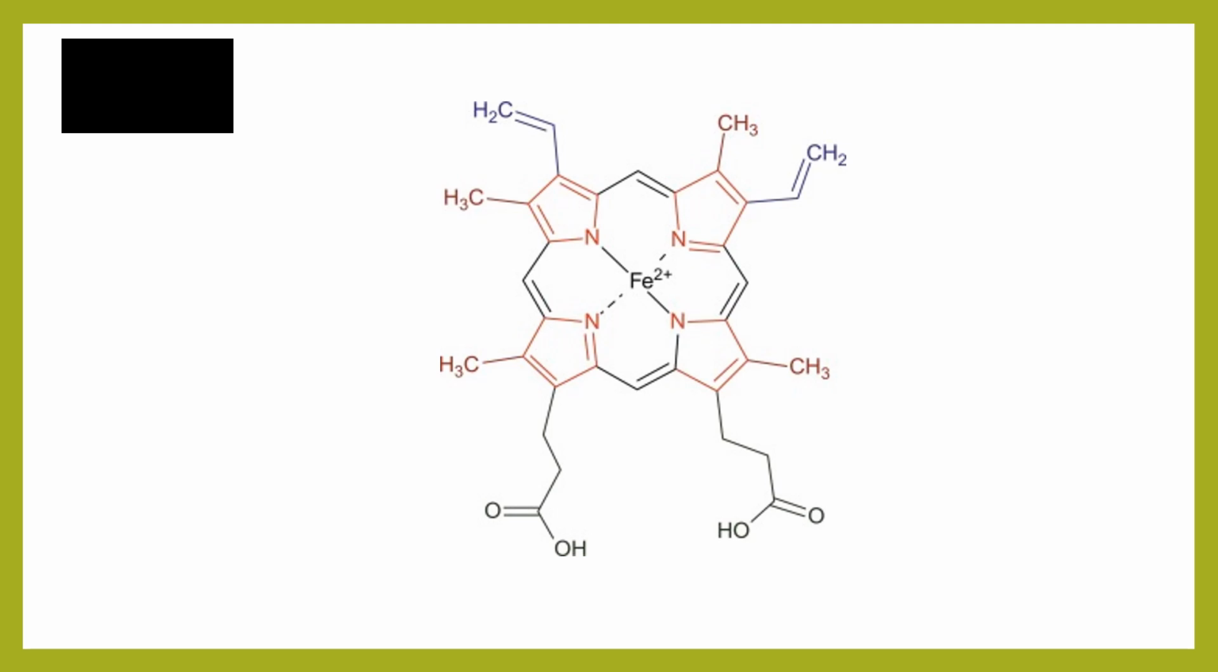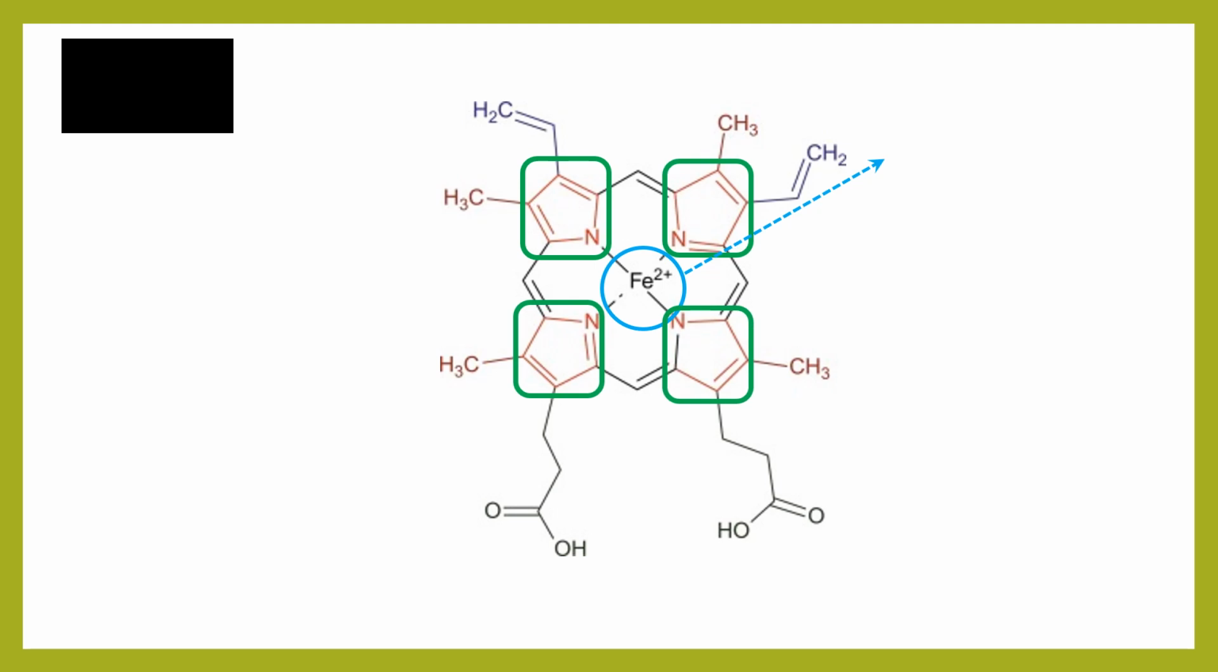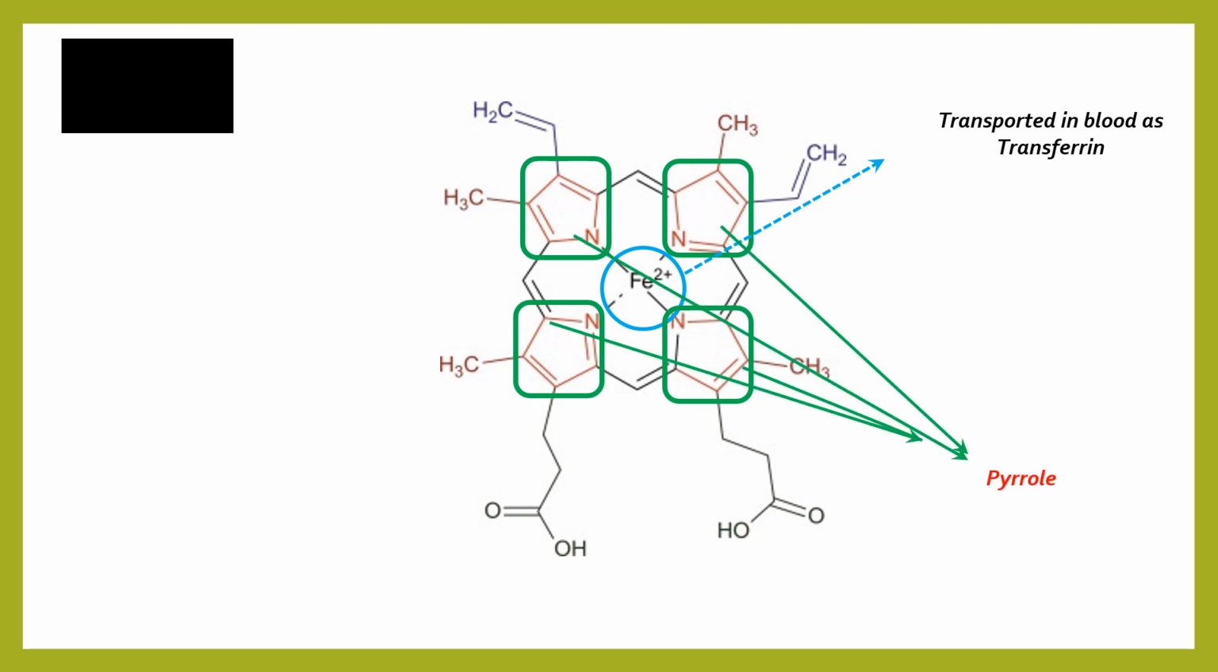Each heme molecule is made up of a ferrous molecule and 4 pyrrole rings. The ferrous molecule gets transported in blood as transferrin, and pyrrole rings act as a substrate for formation of bilirubin.